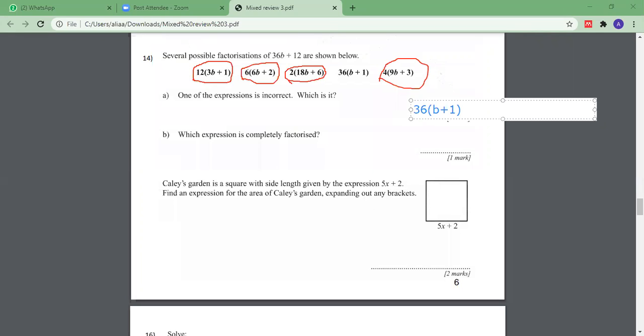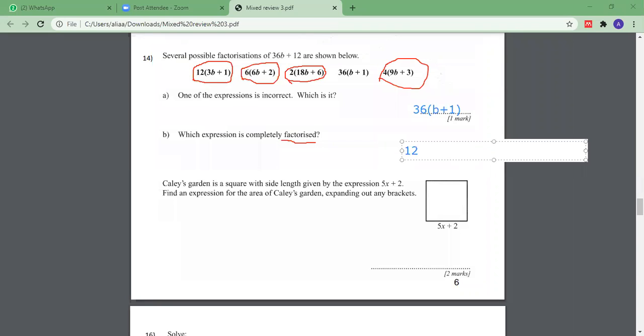Which expression is completely factorized? What does he mean by completely factorized? It means there is no common numbers in the bracket, which will be 12. When I take a 12 common, it will be 12 bracket 3b plus 1.